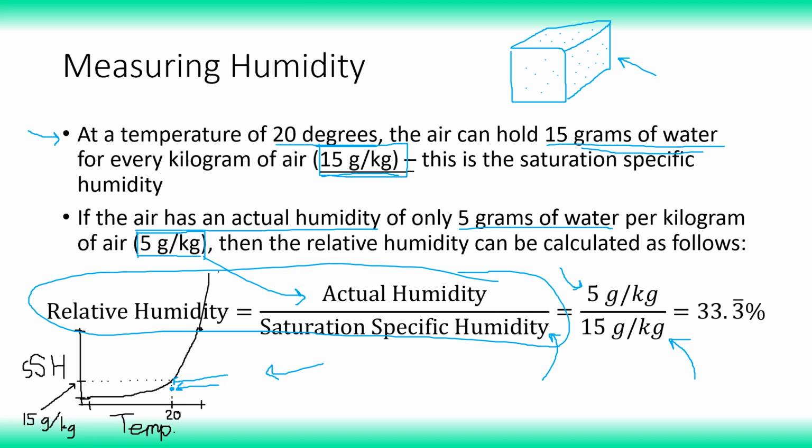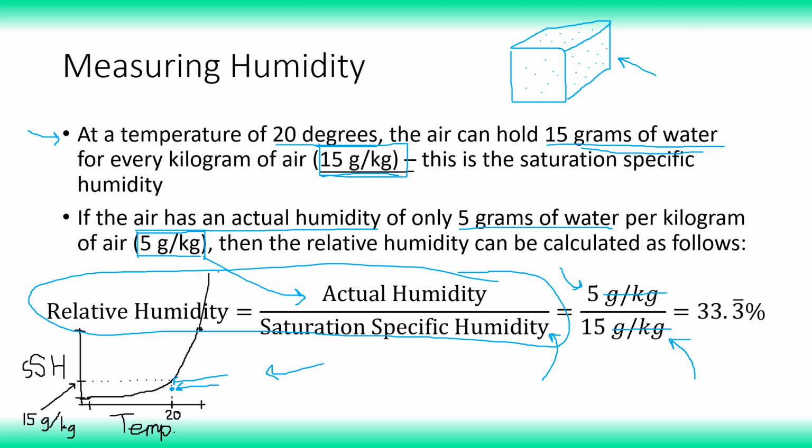So we've got 5 grams per kilogram over 15 grams per kilogram. Don't worry about the units because the units are the same thing. So when you divide, those will go away. Like if you had meters divided by meters, the number you end up with is just a number. There's no measurement attached to that. There's no meters or centimeters or anything attached to that.